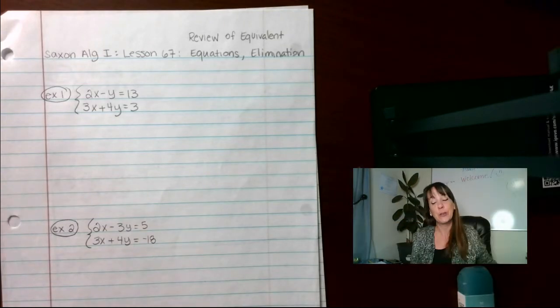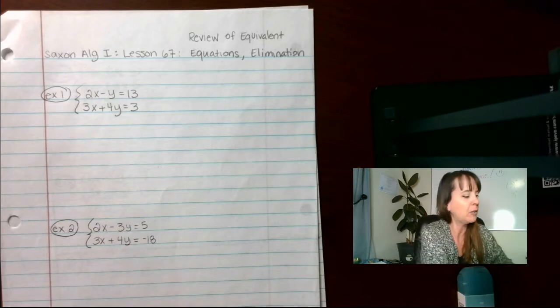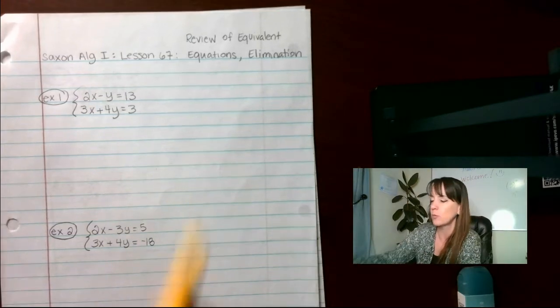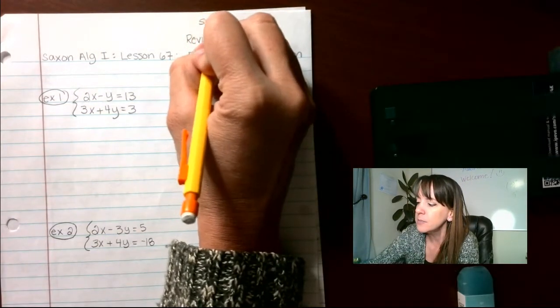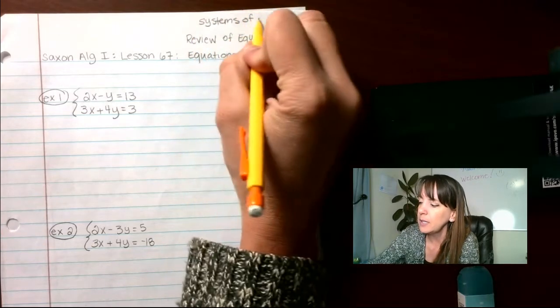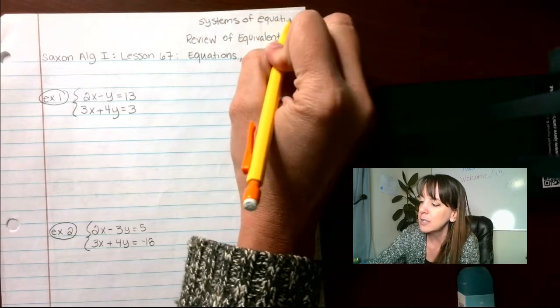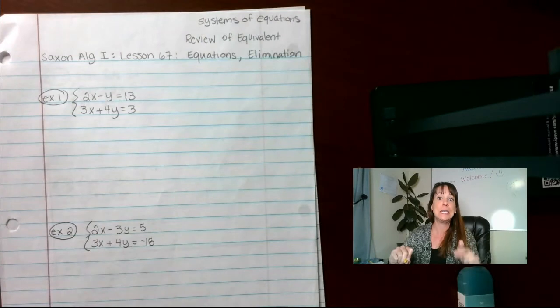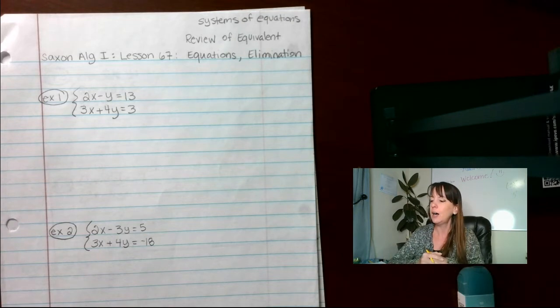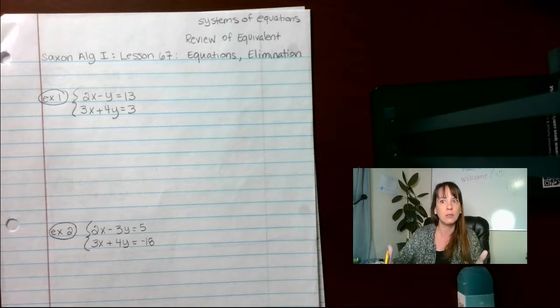Algebra 1 in the third edition. We are on lesson 67. We're talking about systems of equations. I should write that on here. Systems of equations. Now, previously in lesson 59, we did it by substitution. Now I'm going to introduce it to you with elimination. So if you have any questions about that substitution, go back, watch that video and get some practice. But this is just a different way to solve these.